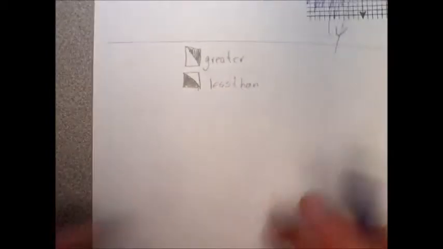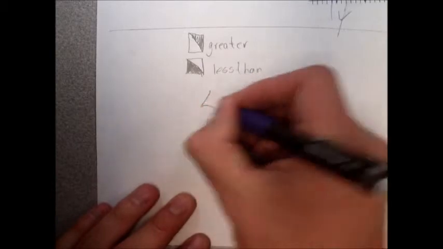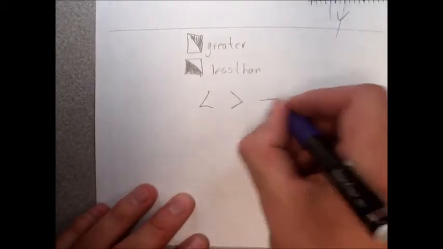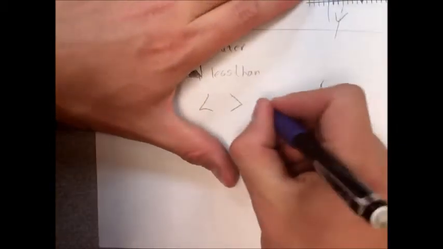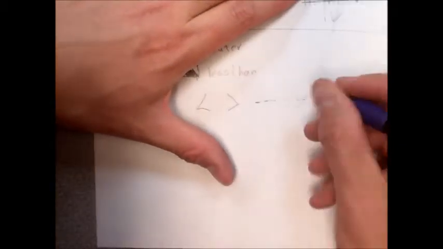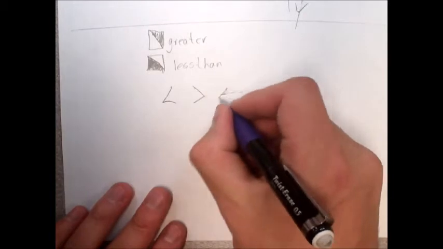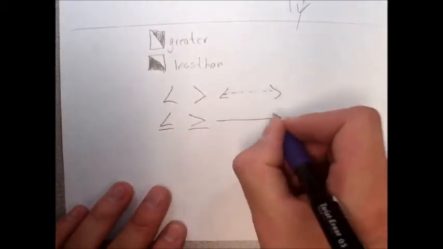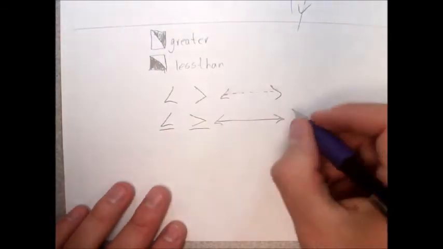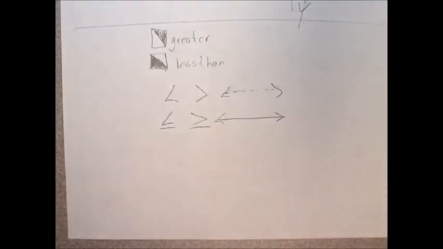Most important thing that you have to remember: if it's just less than or greater than, we have a dotted line. It's non-inclusive. Okay? If I have a less than or equal to or a greater than or equal to, it's a solid line, and that's inclusive. Okay? Shade according to your test point.